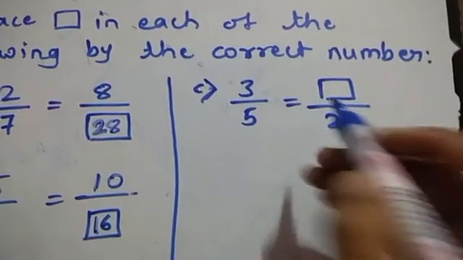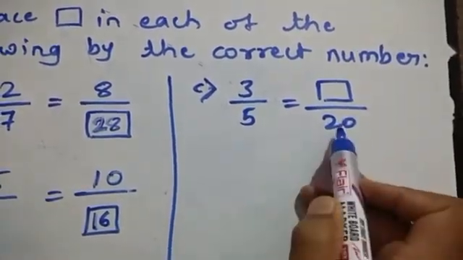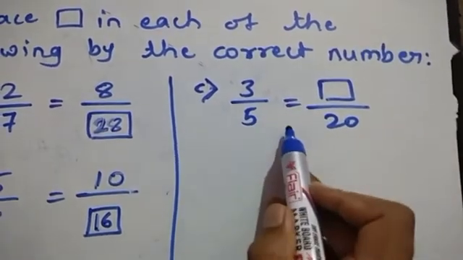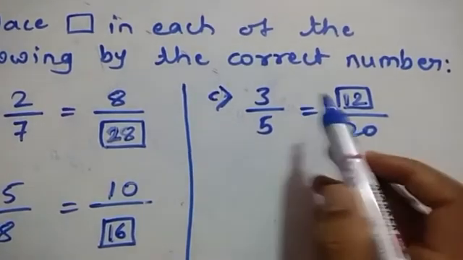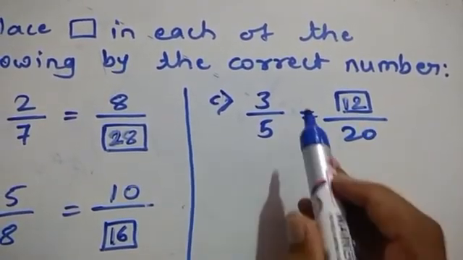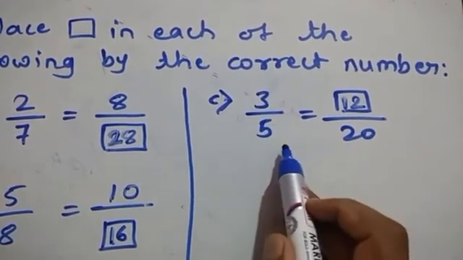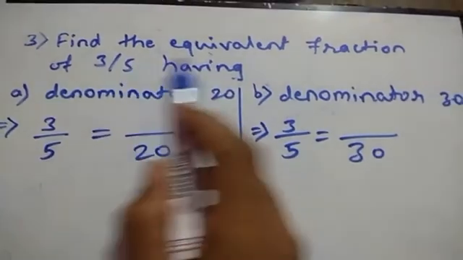See one more example here. 3 upon 5 is equal to dash upon 20. So here, how did we get 20? When we multiply this 5 with 4. So multiply this 3 also with 4 only. Therefore 3 4s are 12, 5 4s are 20. Therefore 12 upon 20 is equal to 3 upon 5. Therefore 12 is the correct number here.